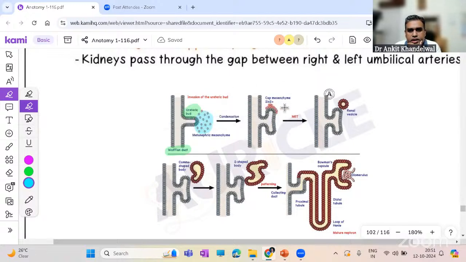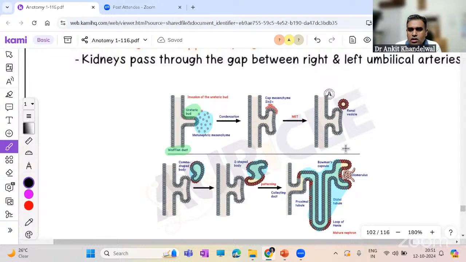So these all condense, and finally you will see this comma shaped body, S shaped body, and you can see this whole nephron being developed from this condensation. So basically, what is all this? This is all your metanephric blastema, metanephros. Let me write metanephros, and this is your ureteric bud, which is actually coming from the mesonephric duct.